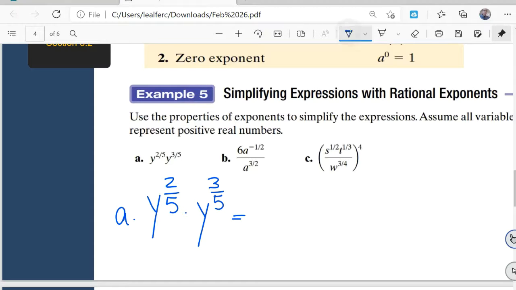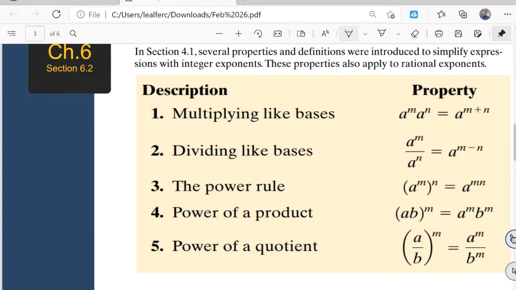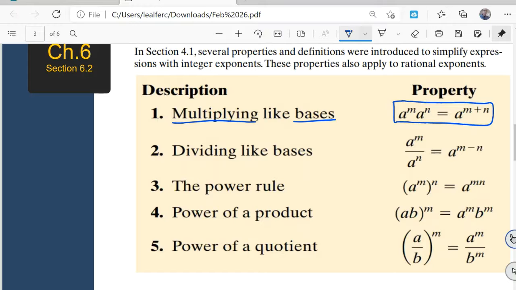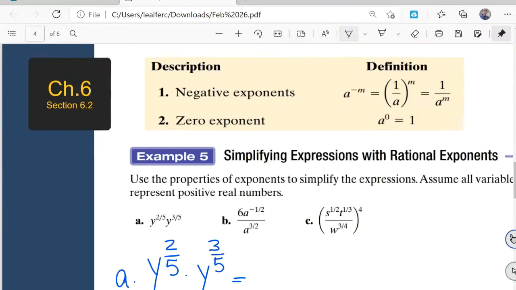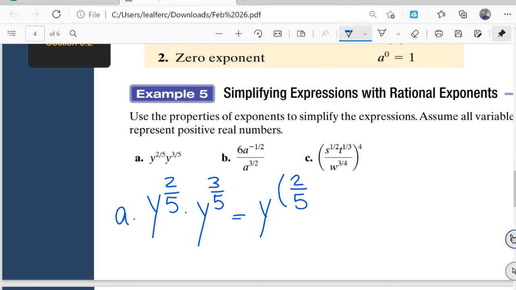Look at the properties. What kind of property are you going to apply? This is definitely a multiplication of like bases, and we're going to use this property here. We will add the exponents, right? So let's go back. We need to add the exponents. So this is equal to y, 2 over 5 plus 3 over 5. This is y, 2 plus 3, 5 over 5. This is equal to just y. That is the right answer. Just y.